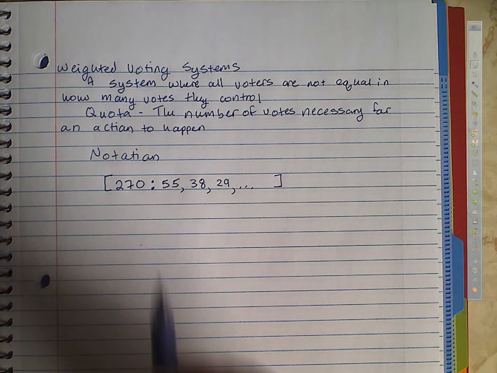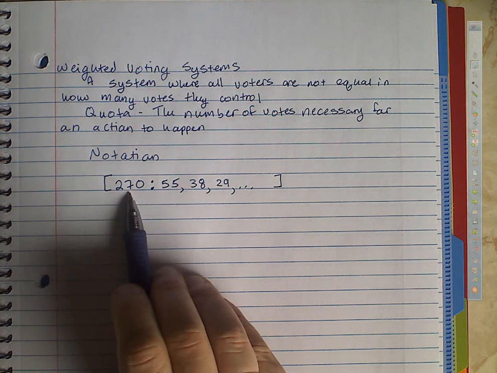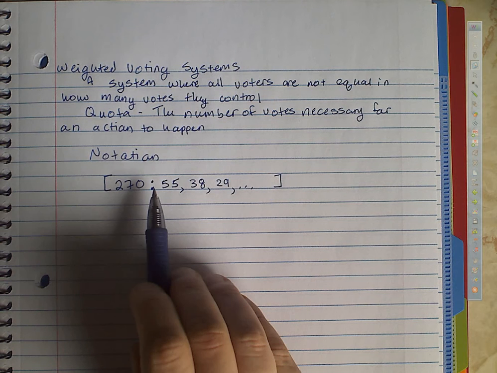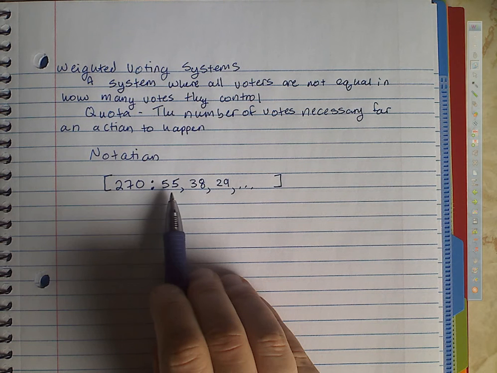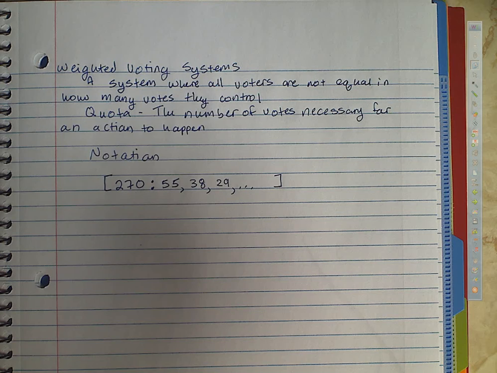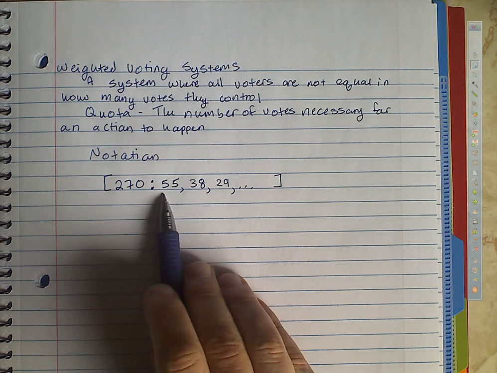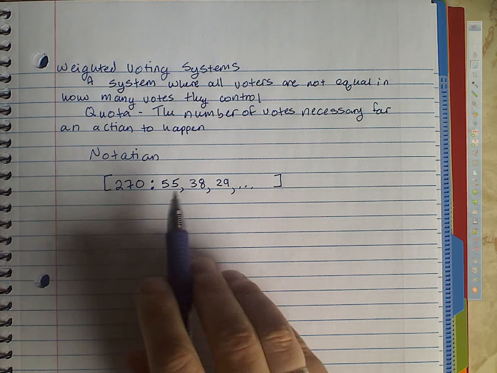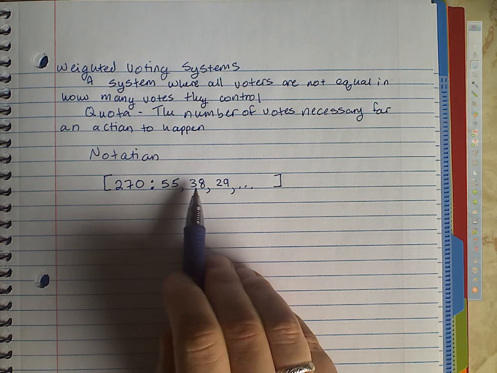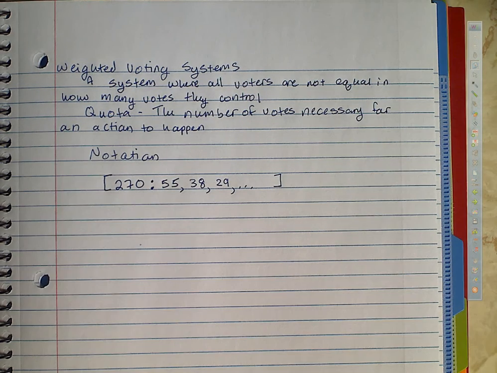So the amount that's needed to fill quota, colon, and then player 1, player 2, player 3, on out until the end. I could list all 50 states this way in order of however many votes they control. California controls 55 electoral votes, Texas controls 38, New York controls 29, and on down like that.